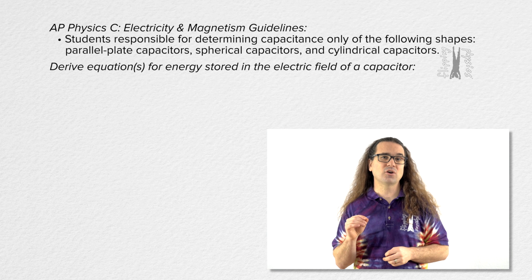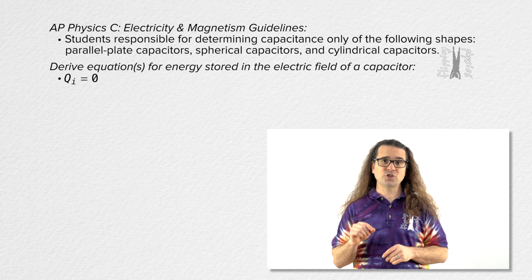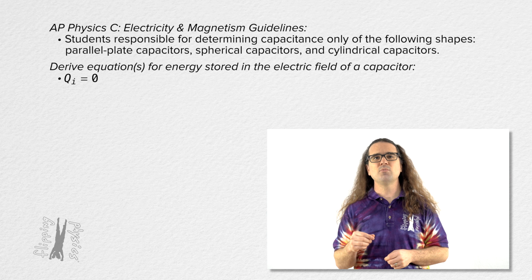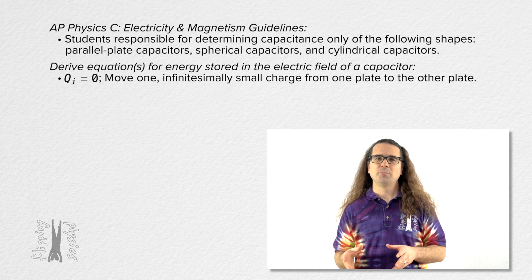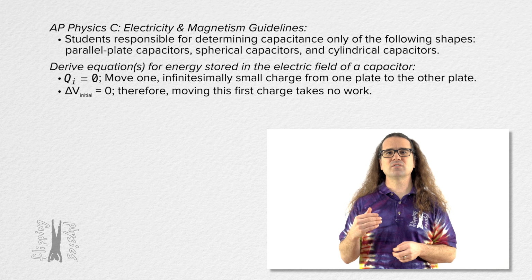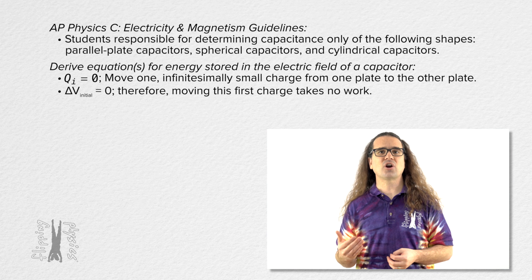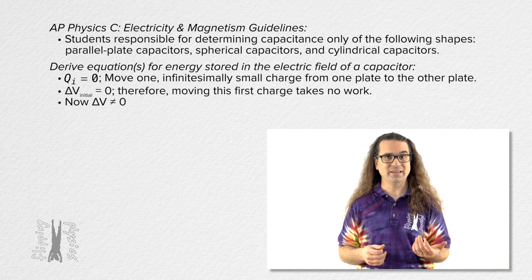Next, let's derive the equation for the energy stored in a capacitor. Starting with an uncharged capacitor, in other words, charge initial equals 0, we move one infinitesimally small charge from one plate to the other plate. Because the electric potential difference between the plates currently is 0, moving this first charge takes 0 work. However, moving the next charge does take work because there is now an electric potential difference between the two plates.